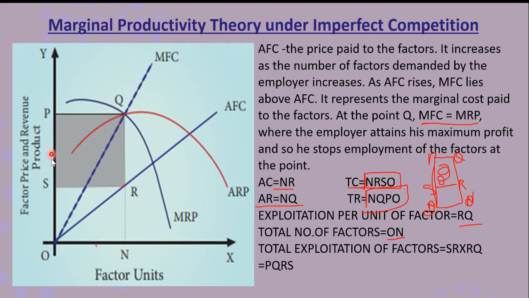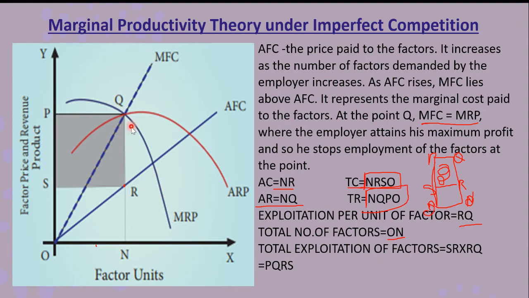And how much is the price? OP is the price. So what happens here? You have to find out average cost. Where is your average cost curve? The average cost curve cuts QN at this point R. So your average cost is NR. NR is your average cost per unit. What is your average revenue? NQ is your average revenue. So the entrepreneur is getting NQ revenue, but is giving away only NR.